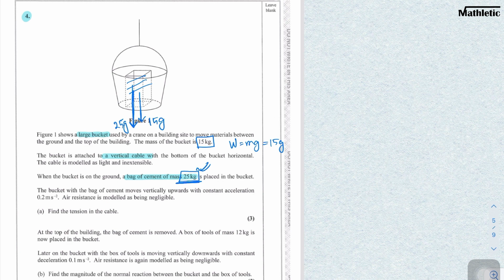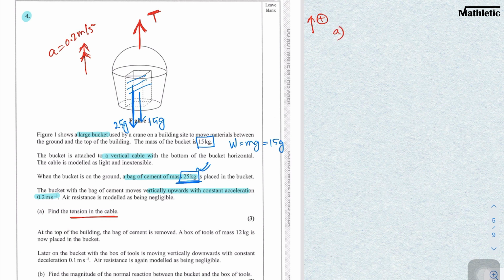The bucket with the bag of cement moves vertically upward with a constant acceleration of 0.2. So they are moving vertically upward with an acceleration of 0.2 meters per second squared. We need to find the tension in the cable. The tension acts away from the body, so in this case the tension is acting upward. Since they are moving in an upward direction, I will select upward as the positive direction.